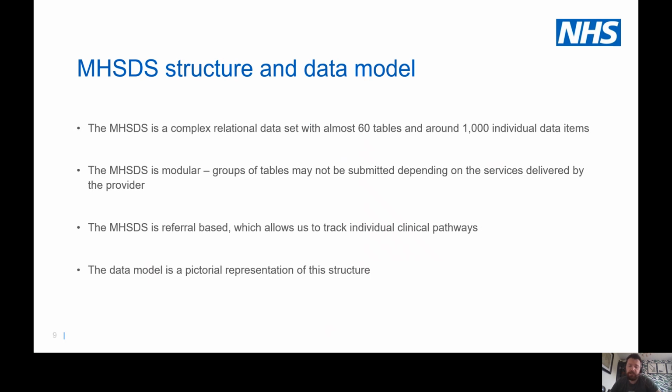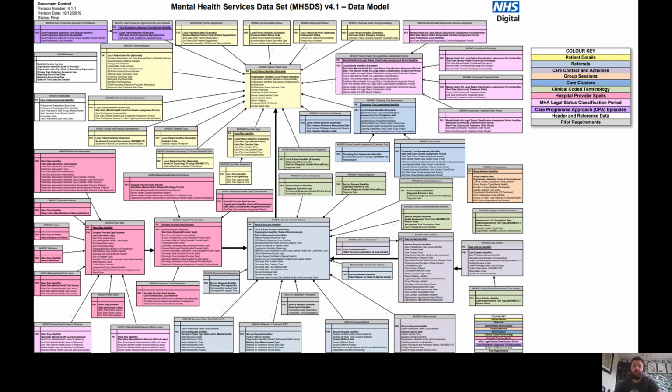The MHSDS is referral based, so as I was saying earlier, it allows us to track individual clinical pathways and how they interact with each other. And the data model, which accompanies each version of the MHSDS, is a pictorial representation of this data structure. And this is the data model for version 4. So this is the input data model.